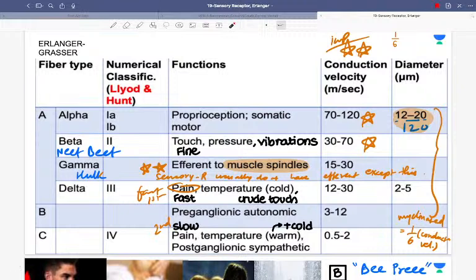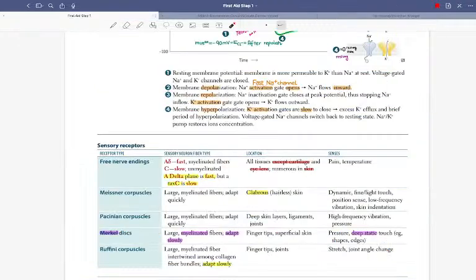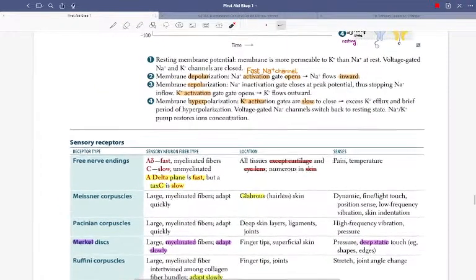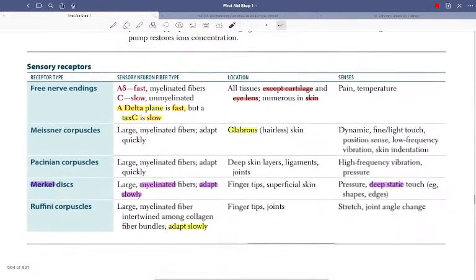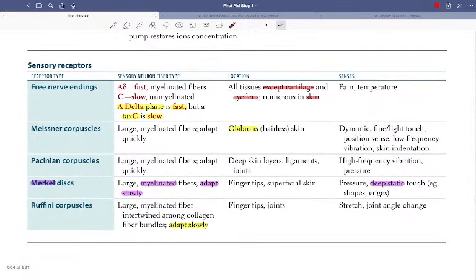In this table, vibration is beta. Proprioception is alpha. And muscle spindle is gamma, gamma with delta obviously. All this is done. Next, this one is very well given and pictorial, this entire thing.